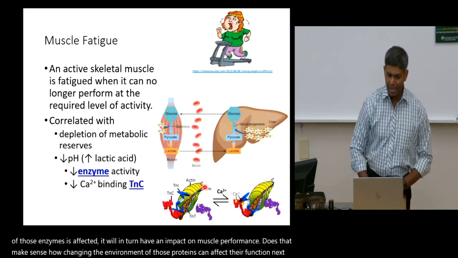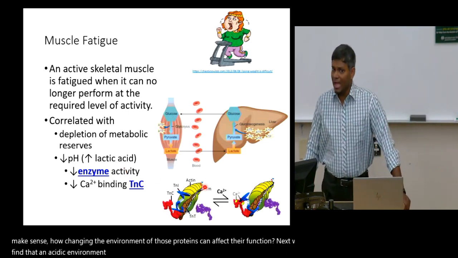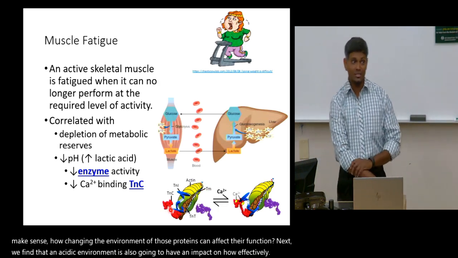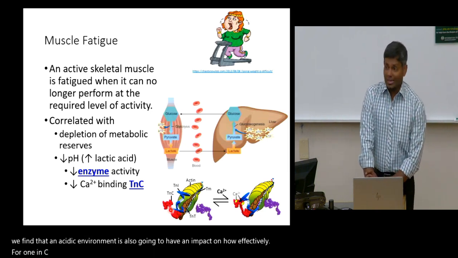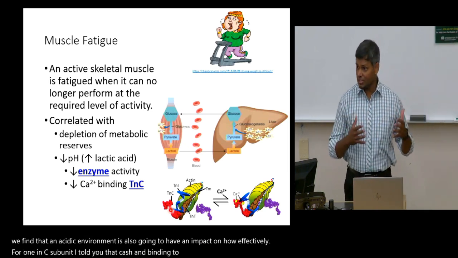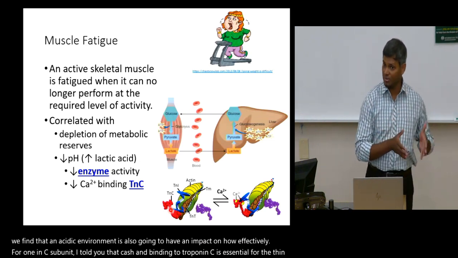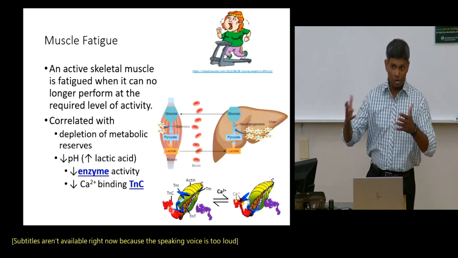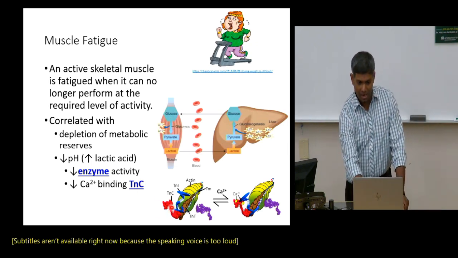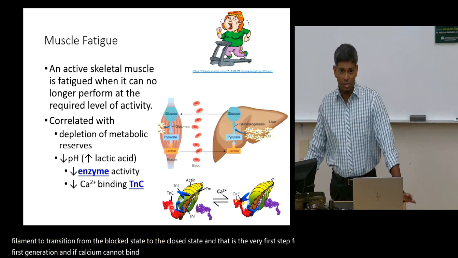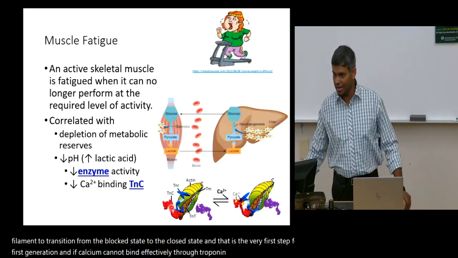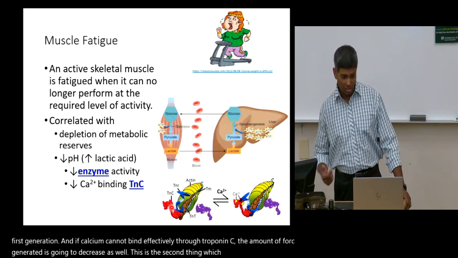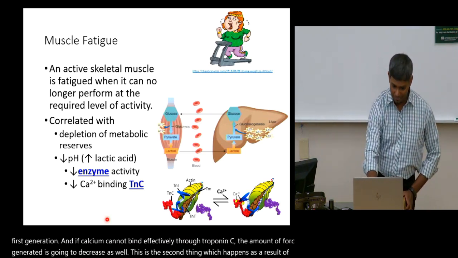Next, we find that an acidic environment is also going to have an impact on how effectively calcium can bind to troponin C subunit. I told you that calcium binding to troponin C is essential for the thin filament to transition from the blocked state to the closed state, and that is the very first step for force generation. And if calcium cannot bind effectively to troponin C, the amount of force generated is going to decrease as well. This is the second thing which happens as a result of increased acidity.